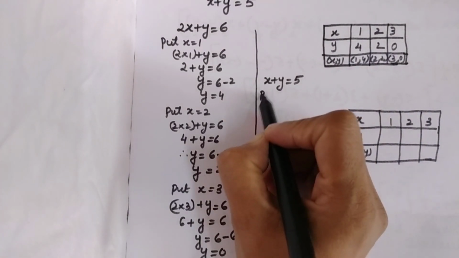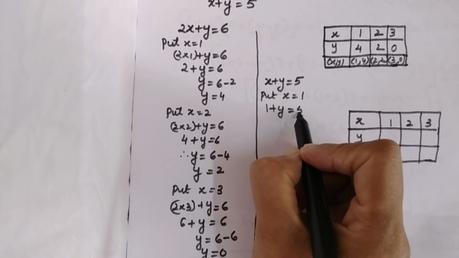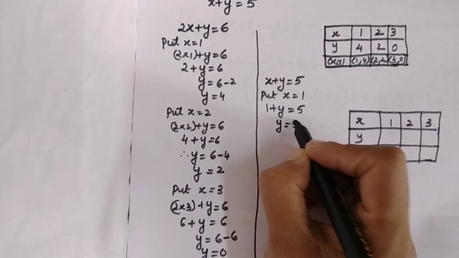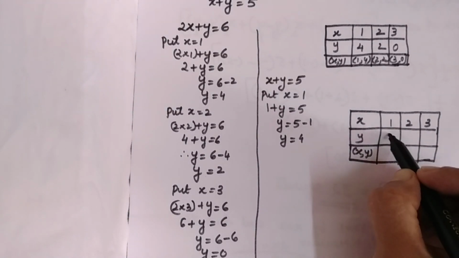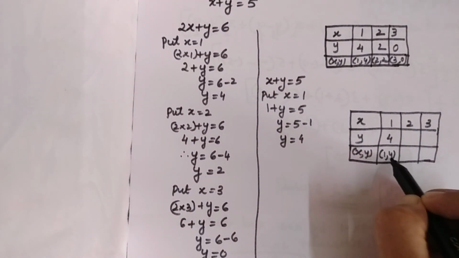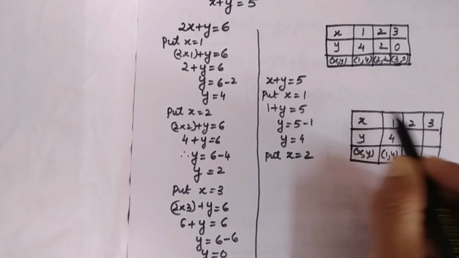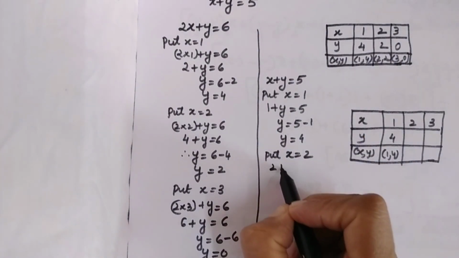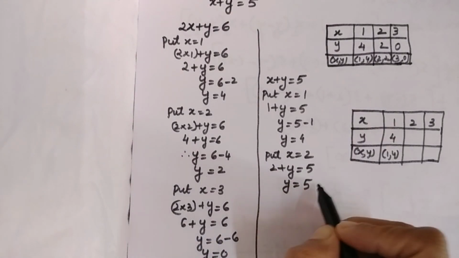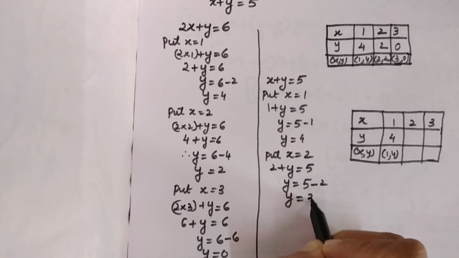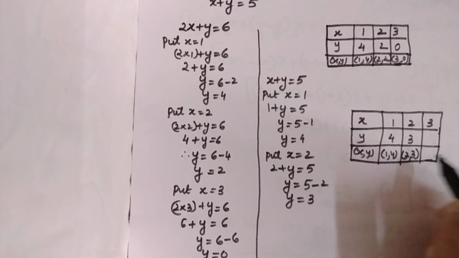Now here put x equal to 1. So 1 plus y equal to 5. So what is y? Y is 5 minus 1, or y equal to 4. So when x is 1, y is 4. So the first coordinate is 1, 4. Next is put x equal to next value 2. So here x is 2. 2 plus y equal to 5. So y equal to 5, bring 2 to the other side, minus 2. So y equal to 3. So when x is 2, y is 3. So the next coordinate is 2, 3.